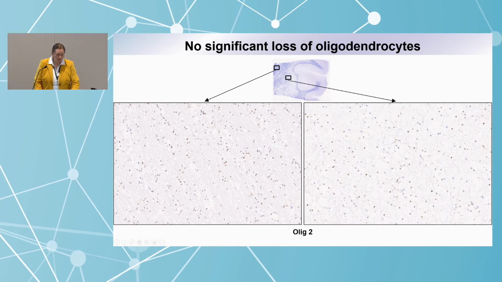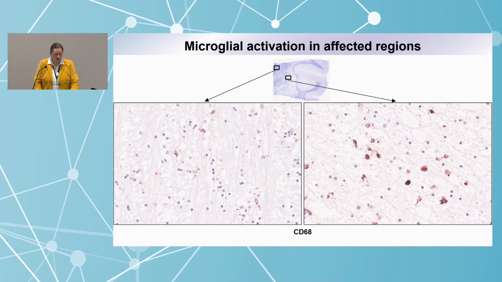We haven't performed formal quantifications, but at least the visual impression is that there are similar densities in affected and non-affected white matter areas. We do get some microglial activation. You can see here some activated macrophages, but it's not as dense an inflammatory infiltrate as in many other leukodystrophies.